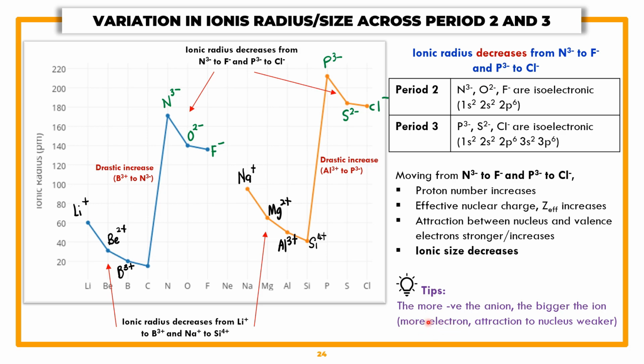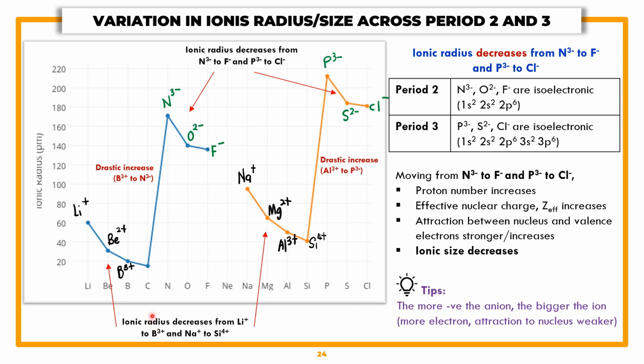As the conclusion, the more negative the charge of the anion, the bigger the size of the anion. So with more electrons, the attraction between nucleus and remaining electrons will be weaker. So, 3 bahagian tadi sepatutnya sudah menerangkan kepada kamu tentang perubahan of the ionic radius across period 2 and period 3. So, ingat kita ada 3 bahagian tadi.